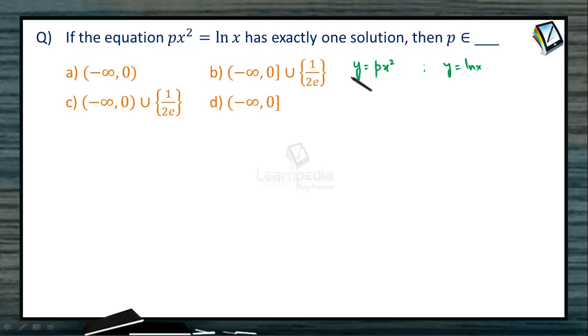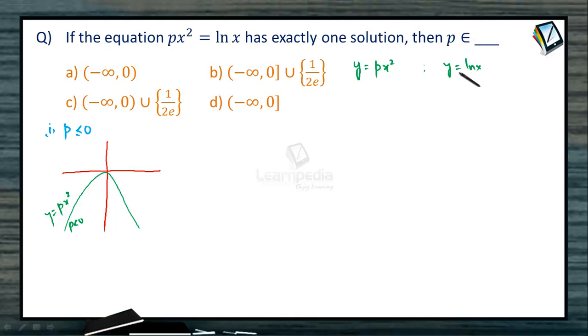Now the graph of y equal to px square would change according to the values of p. So there are two possibilities that arise here. Let's consider the first possibility as p less than or equal to 0. When p is less than or equal to 0, can you identify how the graph of y equal to px square will be? Yes, it's a parabola which is open downwards. This is the graph of y equal to px square where p value is less than 0.